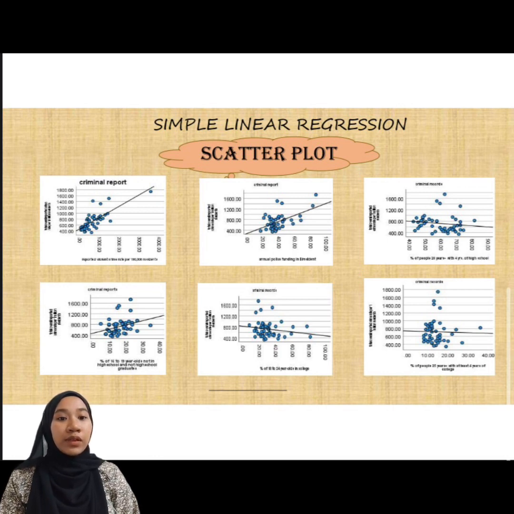So the data that we use for our report is about criminal reports. The dependent variable for this set is y, equal to the total overall reported crime rate per 1 million residents, and the independent variables are from x1 to x6. So these are the independent variables. Next is the scatter plot that we got using the SPSS application.